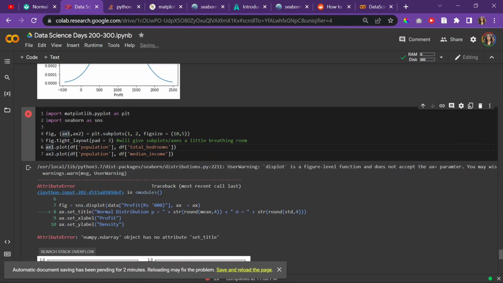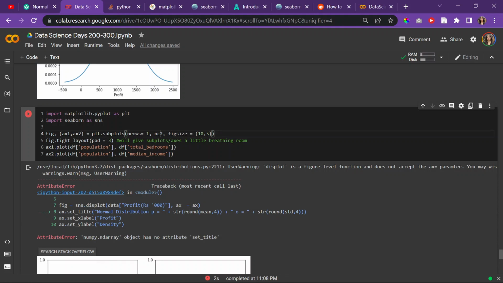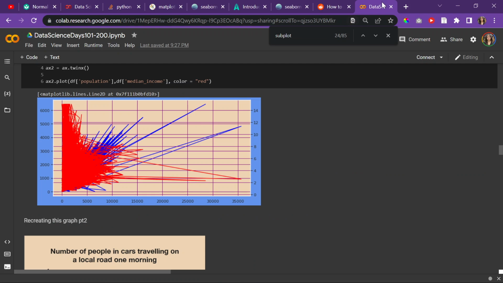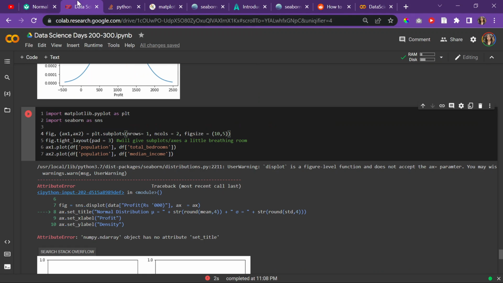Axis 1.plot. So one row. So n rows and n columns. And this was what, day 134. So reference to day. Okay, I haven't done this since literally last year.